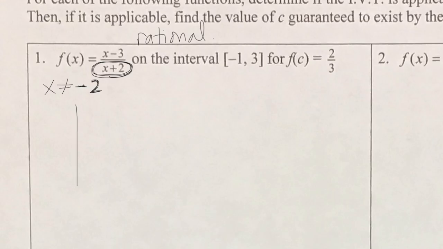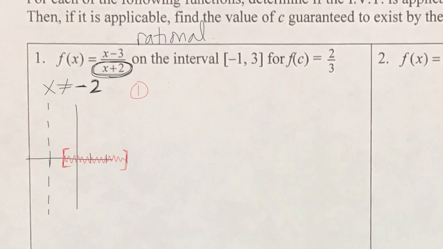Okay, so that means that we have a vertical asymptote at -2. Just so we know, right? Rationals are not always continuous on the entire interval. But what interval are we looking for? -1 to 3. So is our rational function continuous between -1 and +3? Yes, it is, right? The only place that is not continuous is at -2, because that's where our asymptote is.